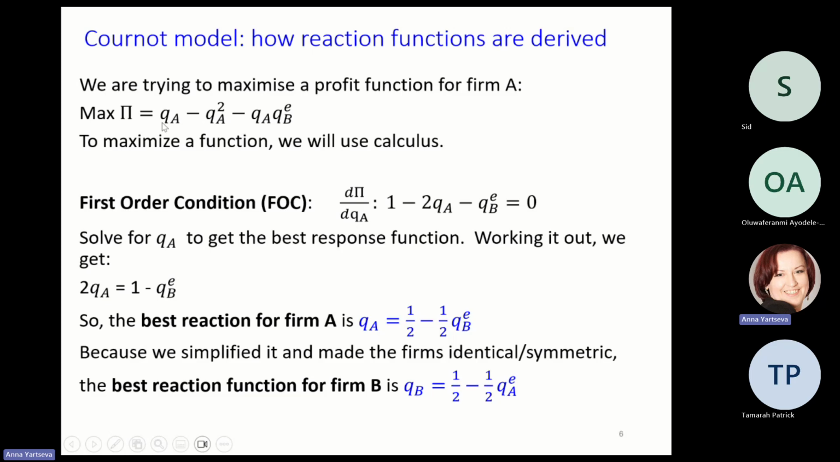Let's take a derivative. The derivative of QA with respect to QA is unity. The derivative of this term, QA squared, is 2QA, as we've covered last time, right? And when we differentiate the last term, QA QB, it becomes just QB, right? So this is based on the rules of differentiation.